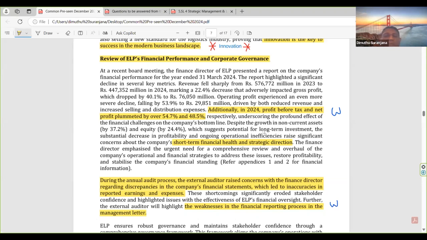Operating profit experienced an even more severe decline, falling by 53.9% to 29 billion, driven by both reduced revenue and increased selling and distribution expenses. So revenue is coming down at the same time selling and distribution expenses increase. Then profit is stressed as a result, and it reduces.